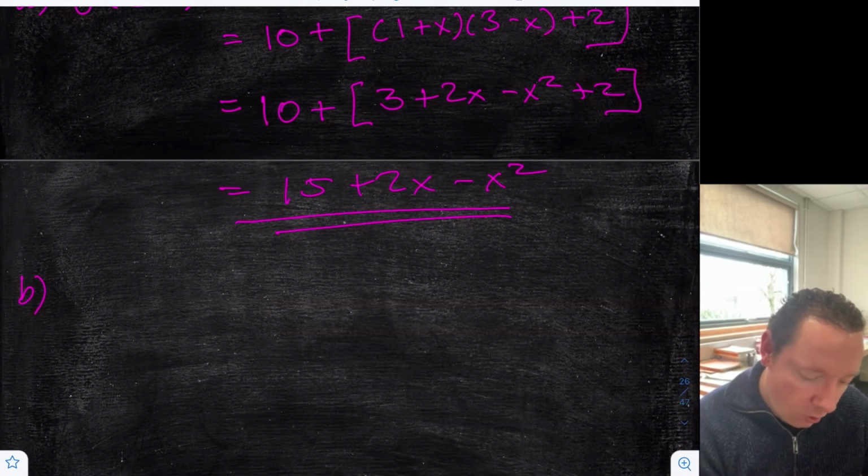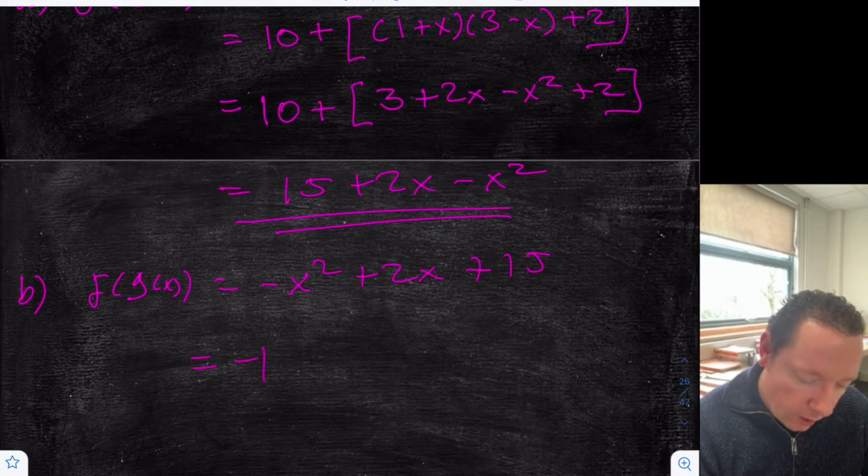Part B, I've got f of g of x equals minus x squared plus 2x plus 15. So taking minus 1 out as a common factor of the first two terms, I get minus (x squared minus 2x). I've still got plus 15 on the end.